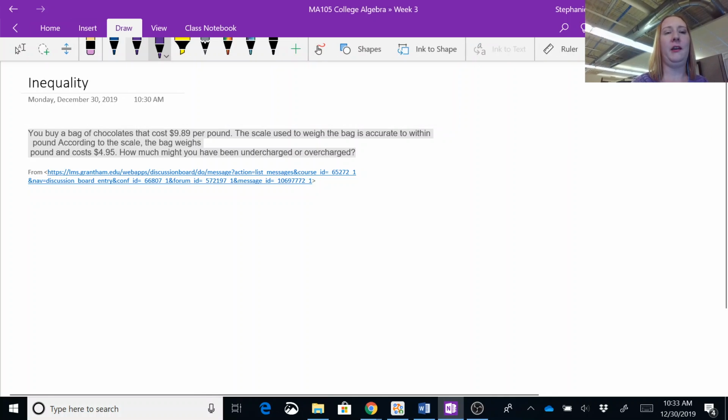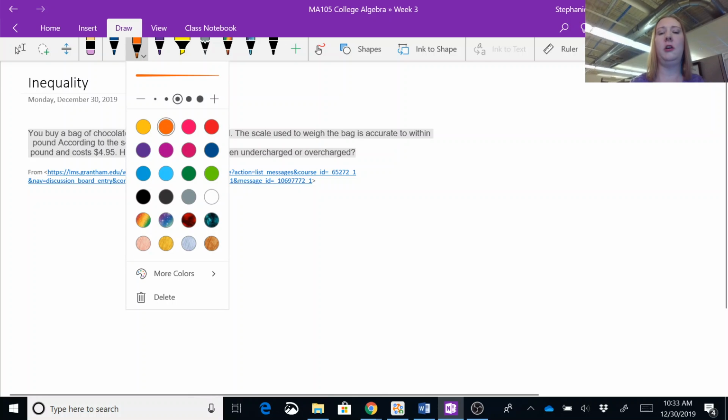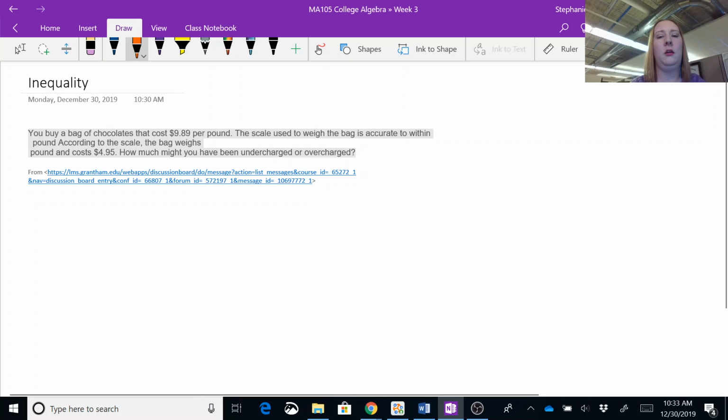Okay, and the scale used to weigh the bag is accurate to within 1/32 pounds. The bag weighs half a pound. So the scale is accurate within 1/32. So the scale weight could be higher by 1/32, or it could be lower by 1/32 of a pound.